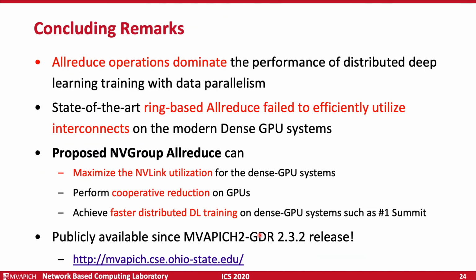To conclude this talk, we know Allreduce is very important. It dominates the performance of distributed deep learning, and we found that ring-based Allreduce is not that efficient. So we propose NVLink Allreduce, which can maximize NVLink utilization, and we perform cooperative reduction on GPUs. It can achieve faster distributed deep learning on dense GPU systems for PyTorch and TensorFlow on the Summit system.